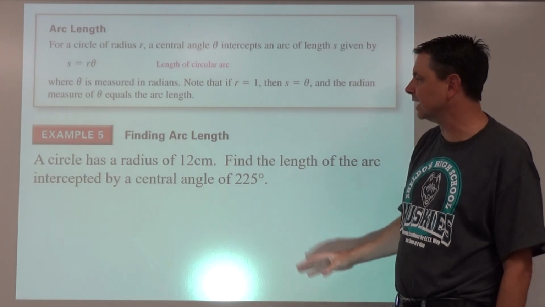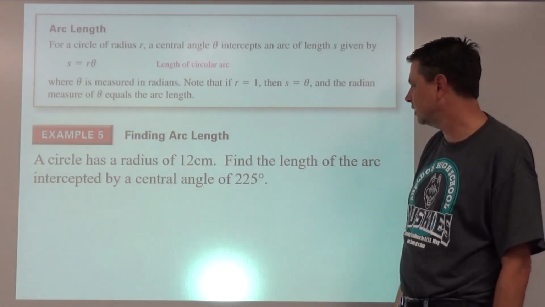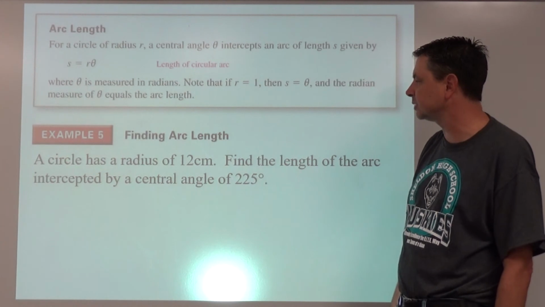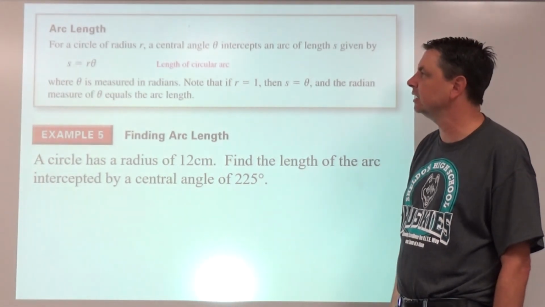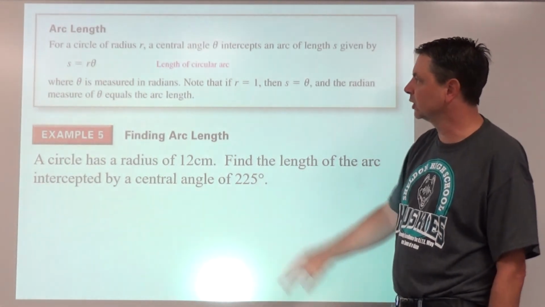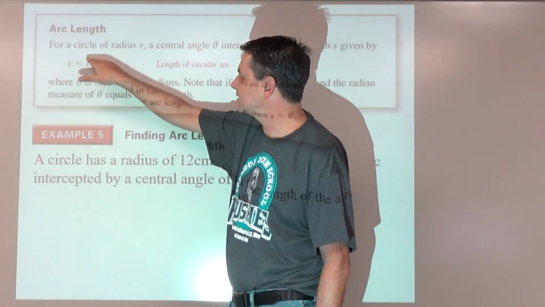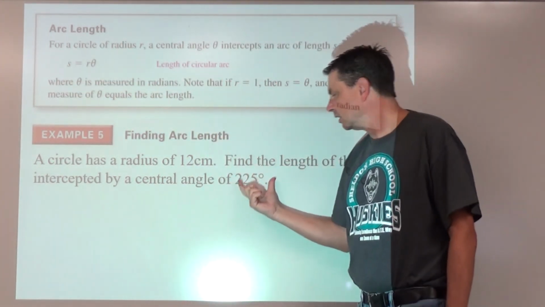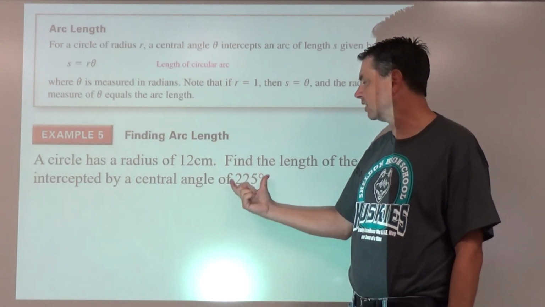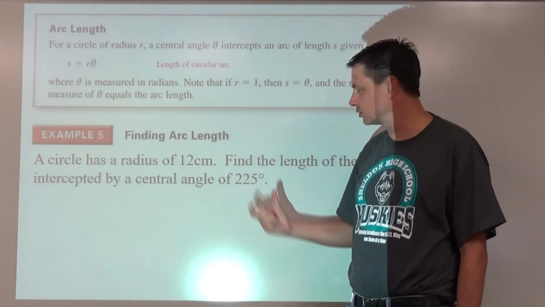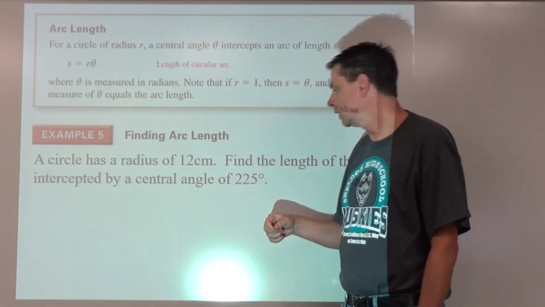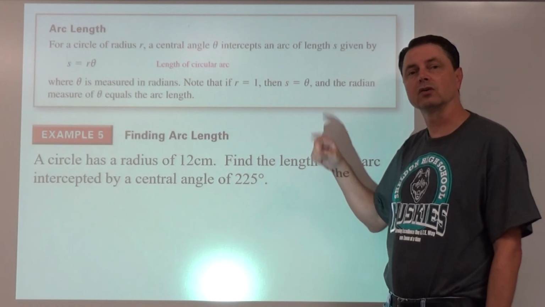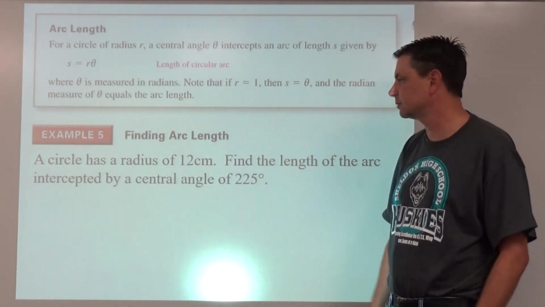Example 5, a circle has a radius of 12 centimeters. Find the length of the arc intercepted by a central angle of 225 degrees. So it's not in radians, so we will use the formula S is equal to R times theta. But our theta, we're going to need to think of that as making a conversion. So 225 degrees times the pi radians over 180 degrees.